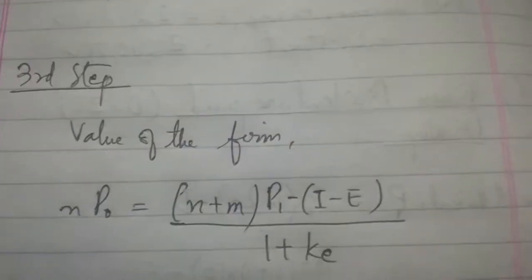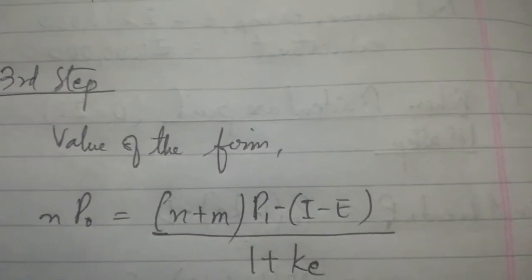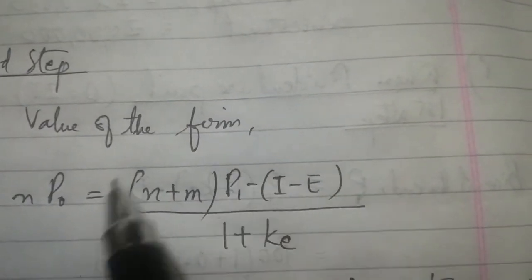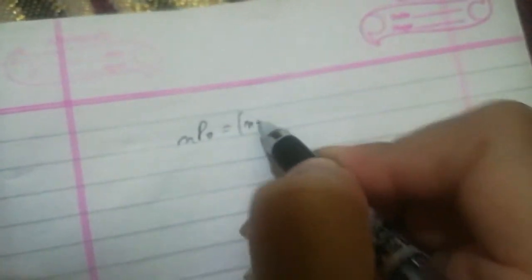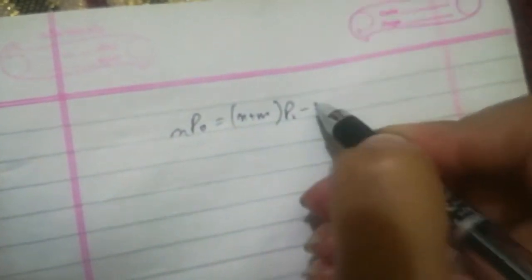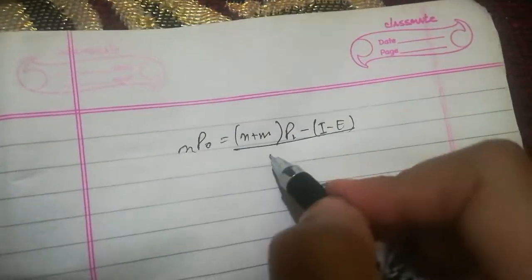I've given you the formula, so this is the formula. Write down. After the formula, all the variables have been given, so just substitute. Let me show how to do. NPO equals N plus M P1 minus I minus E by, this is I, don't mistake it to be 1, this is 1 plus KE.